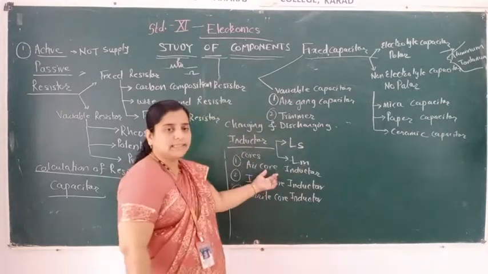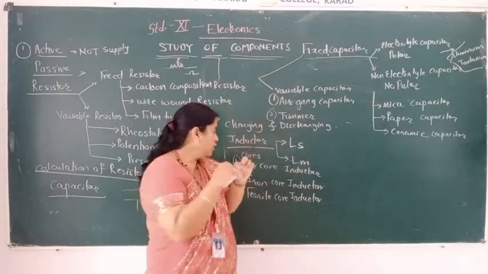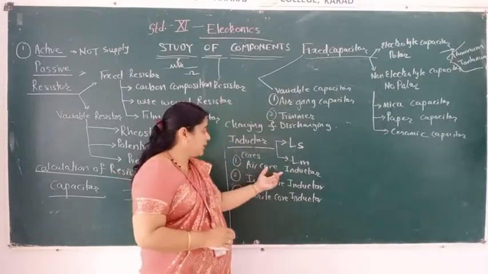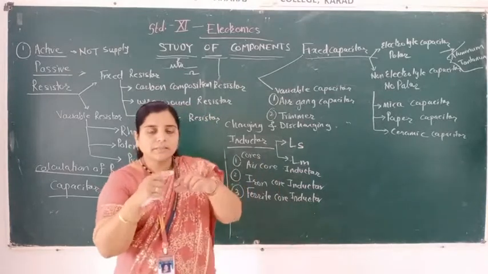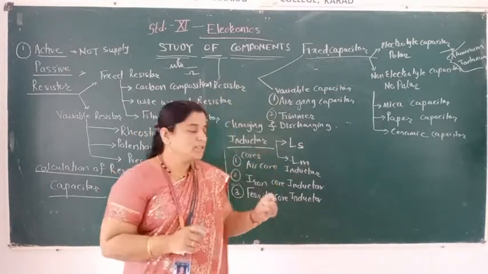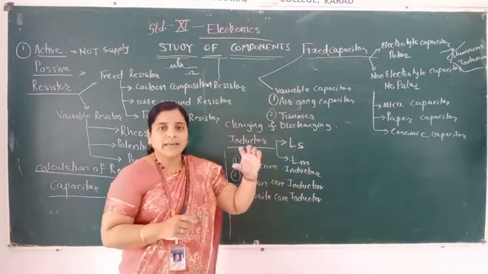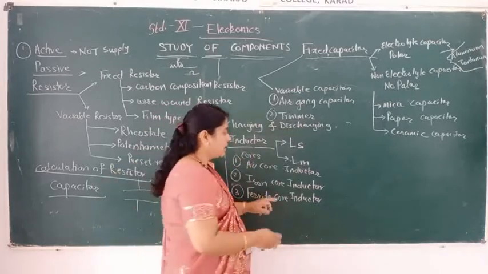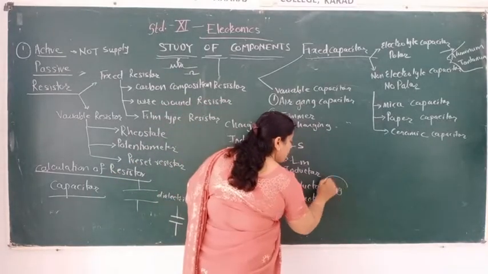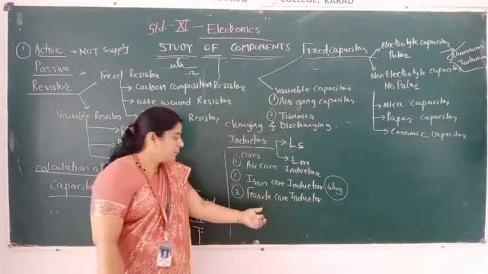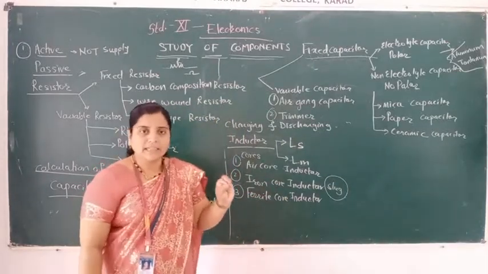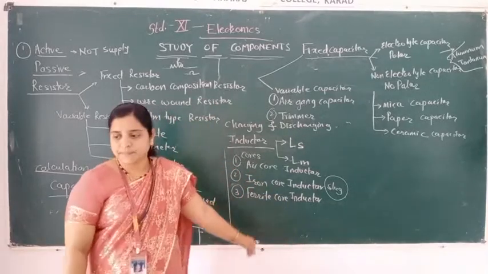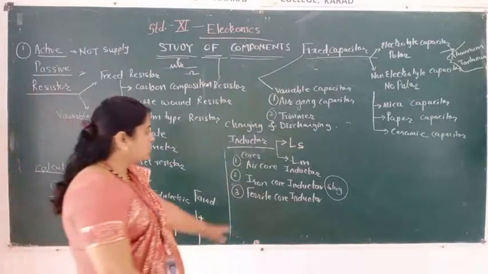Core means nothing but a hollow tube, and a hollow tube which has nothing inside, that is, air, is called an air core inductor. If the core is made of iron material, it is called an iron core inductor. Iron is not used directly, it is used in powdered form, and that powdered iron is called a slug. If it is in slug form, it is called an iron core inductor. And if a ferromagnetic material is used in the core, that type is called a ferrite core inductor. Okay, so these are the types of inductor.